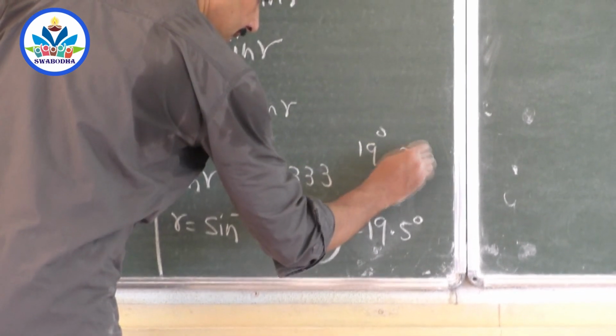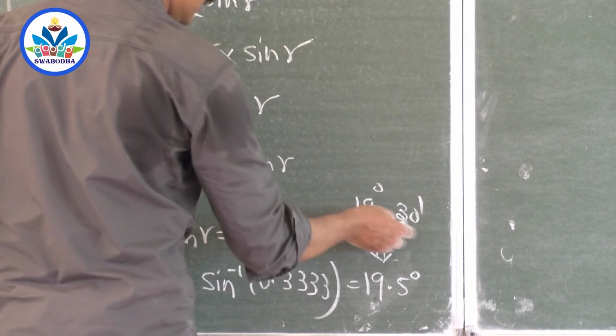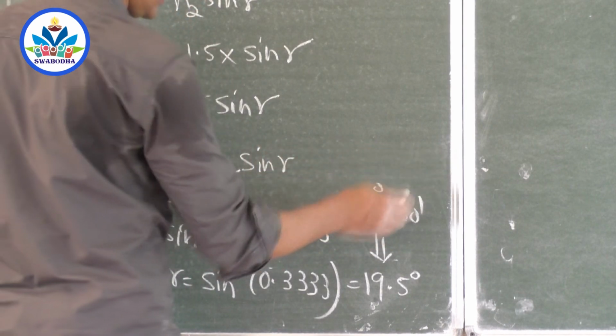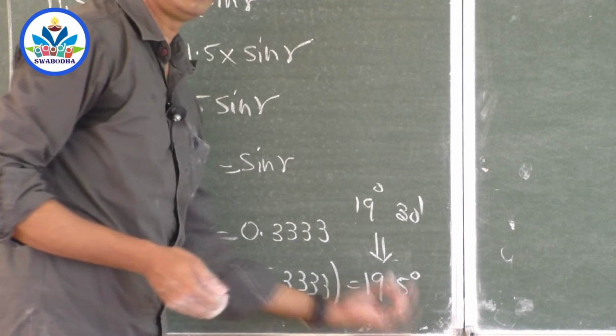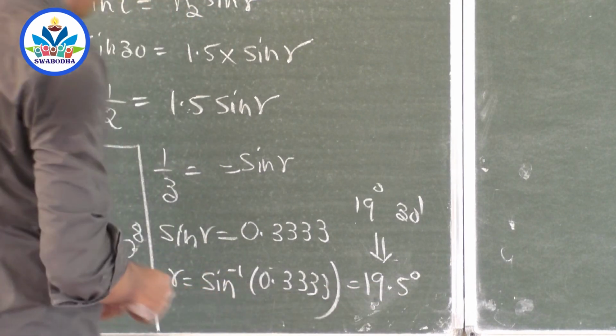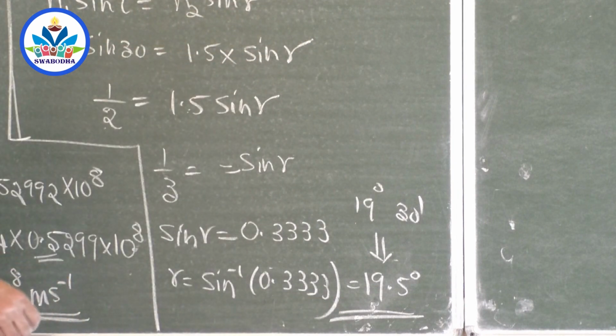That is what we have got, 19.5 degrees. Remember, when you write time like this, say 1 hour, 30 minutes, 1 hour is different, 30 minutes is different. If you want to club 1 hour to 30 minutes, you have to add 1.5. Okay? So that is the answer. Angle of refraction is 19.5 degrees.